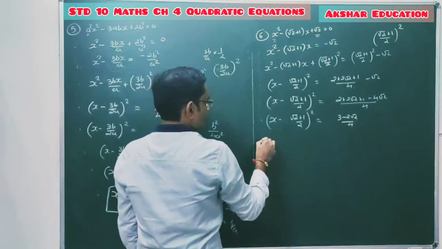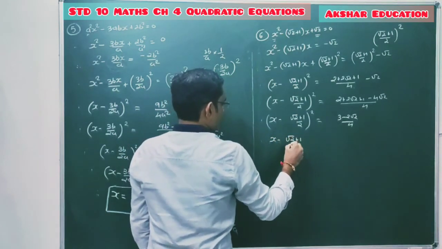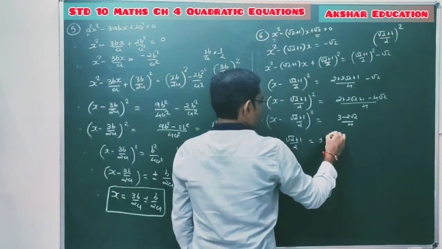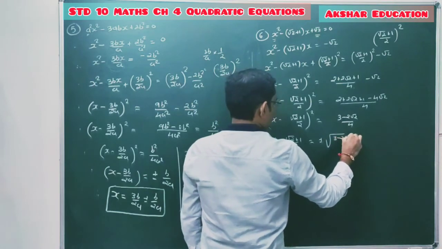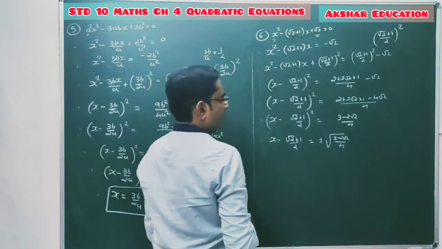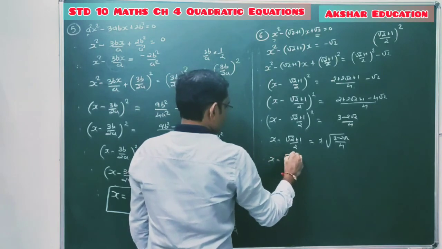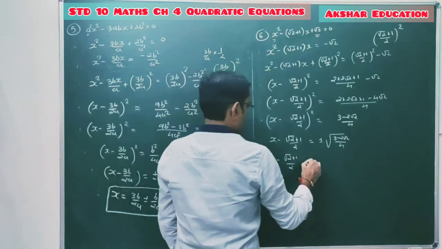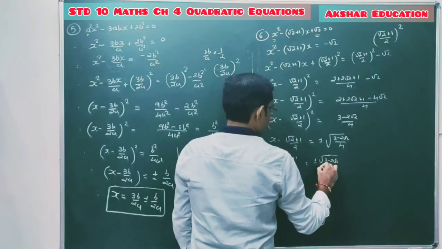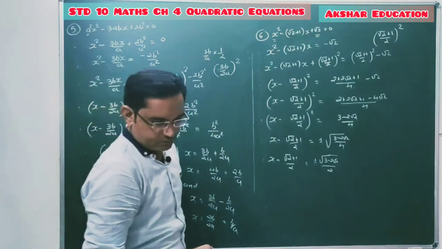Now take the square root of this one. So it will be x minus (root 2 plus 1) by 2, and this is equal to plus or minus square root of (3 minus 2 root 2) divided by 4. So what is the square root of this? So x minus (root 2 plus 1) by 2 is equal to plus or minus square root of 3 minus 2 root 2, by 2.